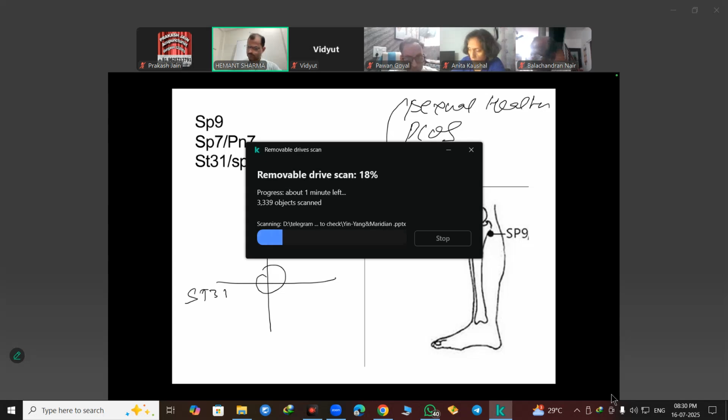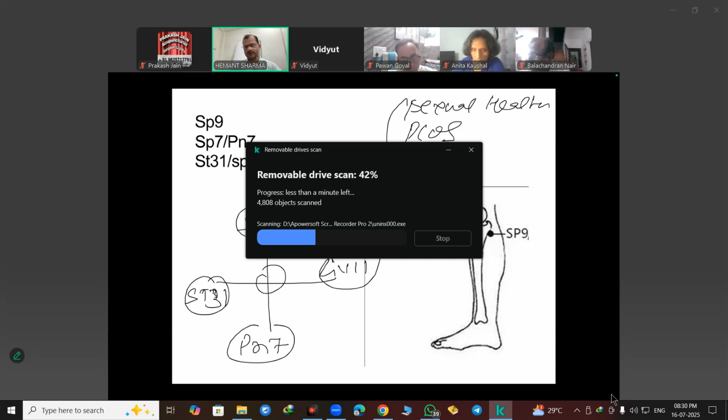Stomach 31, spleen 11, liver 11 and pancreas 7. ये 4 पॉइंट को अगर हम सिर्फ एक्यूप्रेशर के माध्यम से भी स्टिमुलेट करते हैं, they are going to improve the genital health.